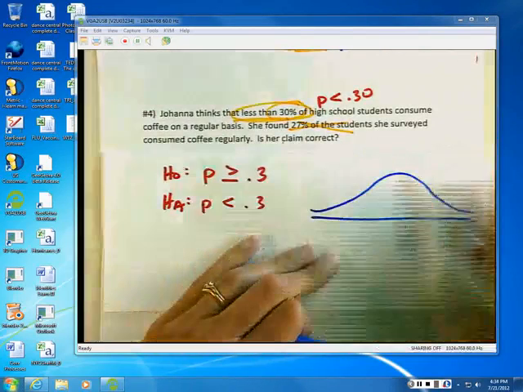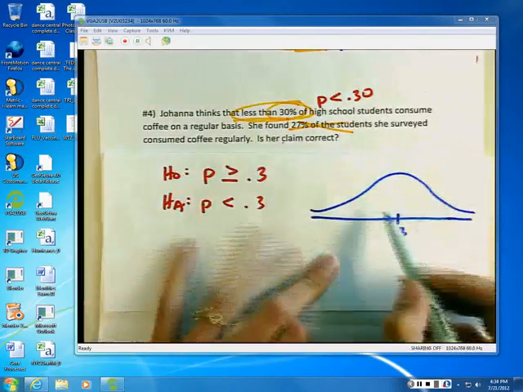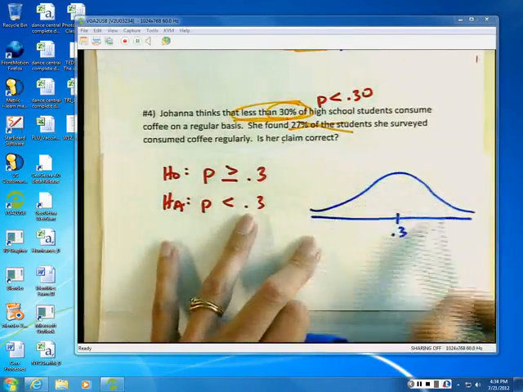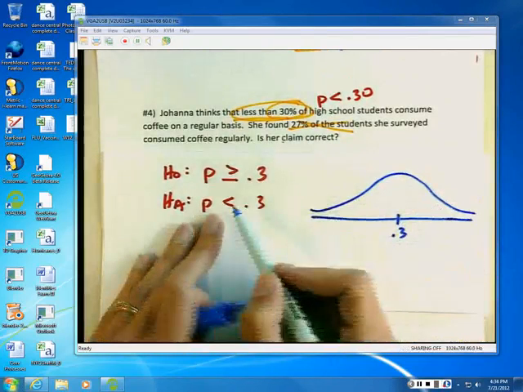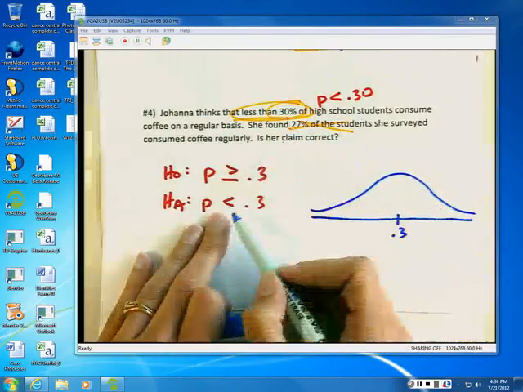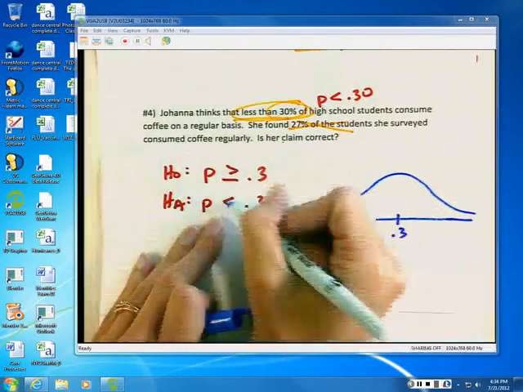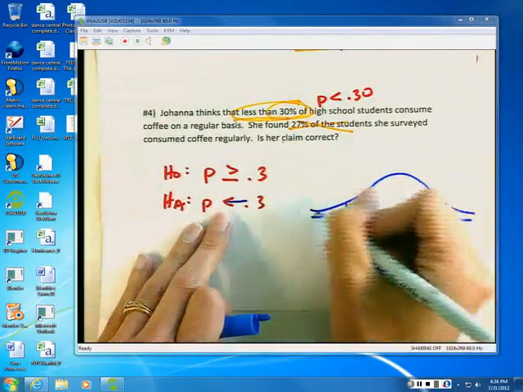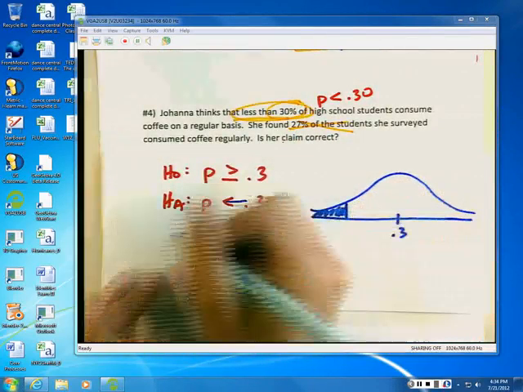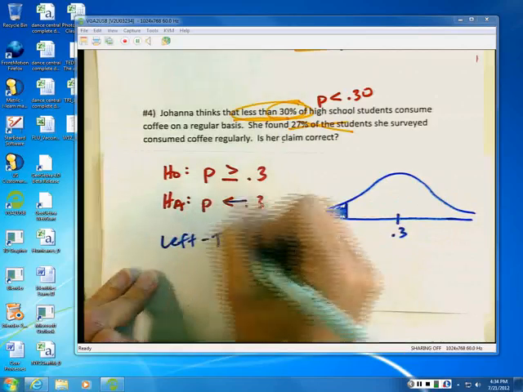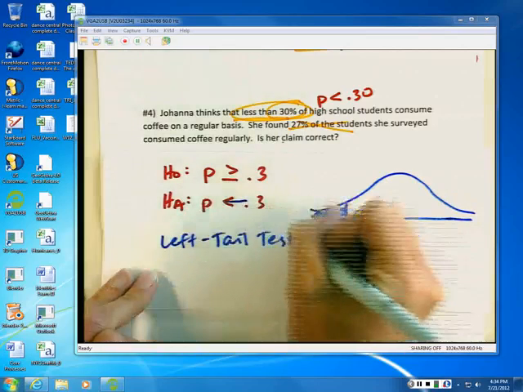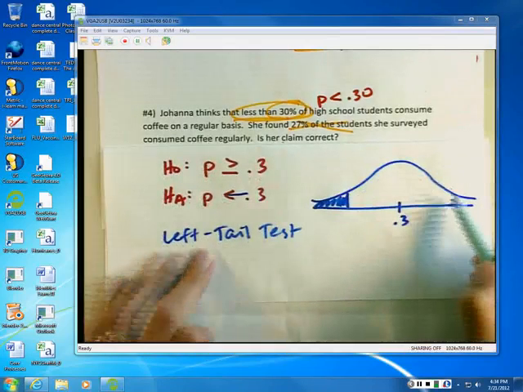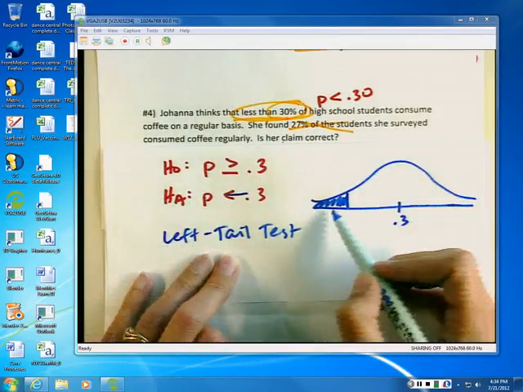Let me put together that curve. 0.3 is here. So if 0.3 is the true percentage, I would expect most surveys to be in and around 0.3. But we're trying to prove that our percentage of 27 is significantly less. So significantly less, think of this as an arrow. Significantly less means it's going to land over here. So that gives me a tail on the left. So this is a left tail test. The one we had up above, the tail fell on the right over here, and so that was a right tail test. So this is a left tail test with that tail to the left.